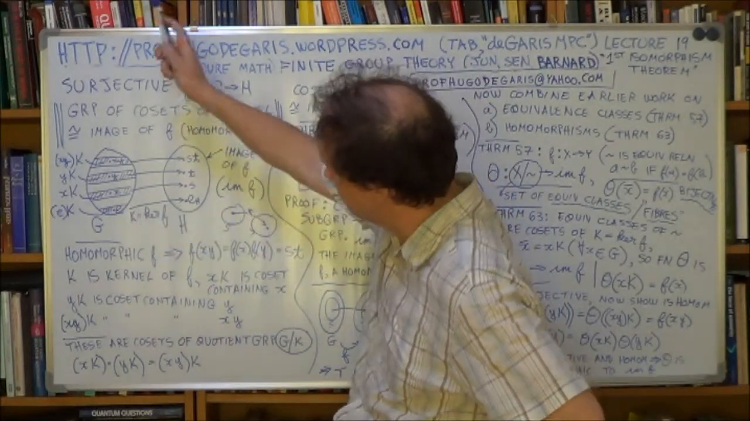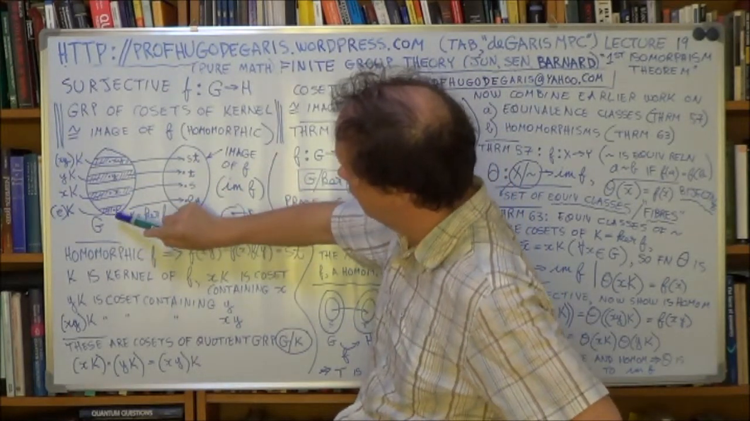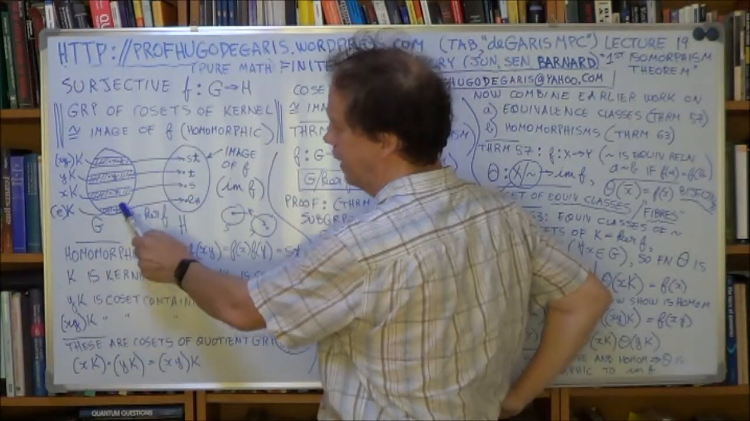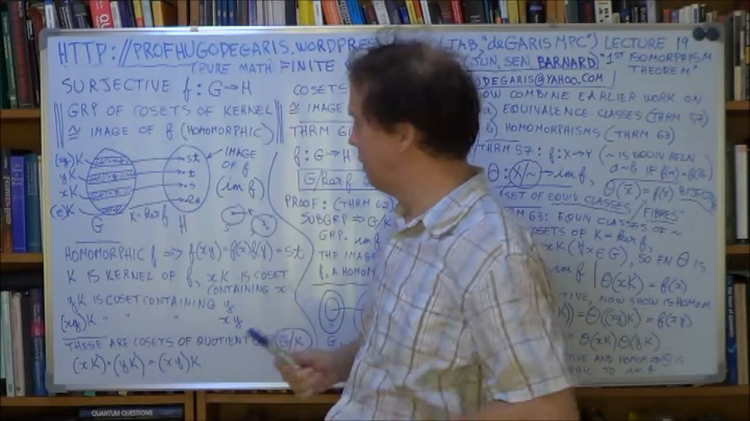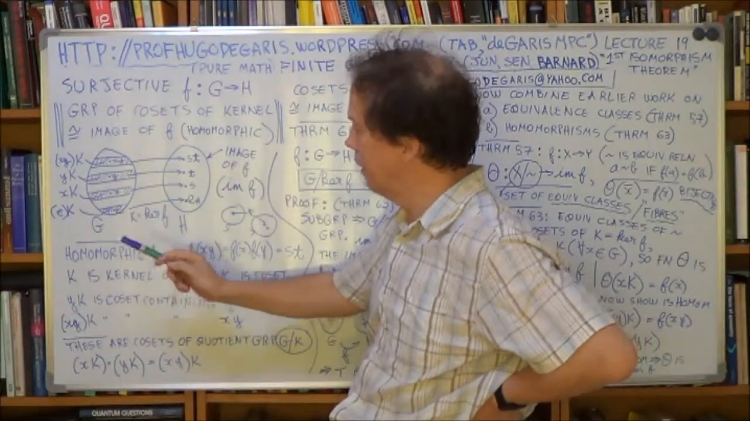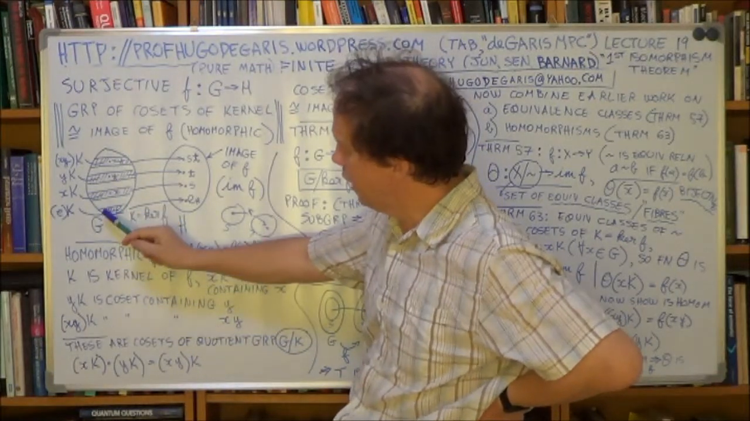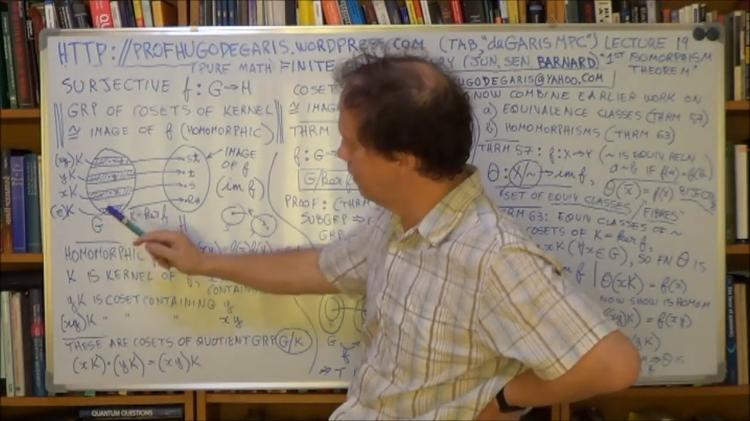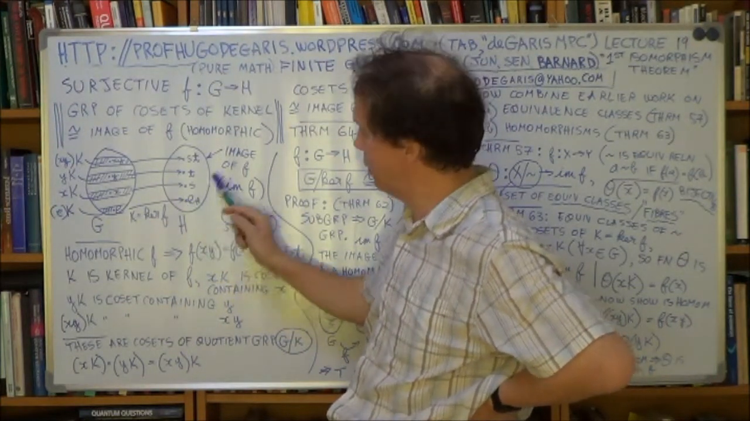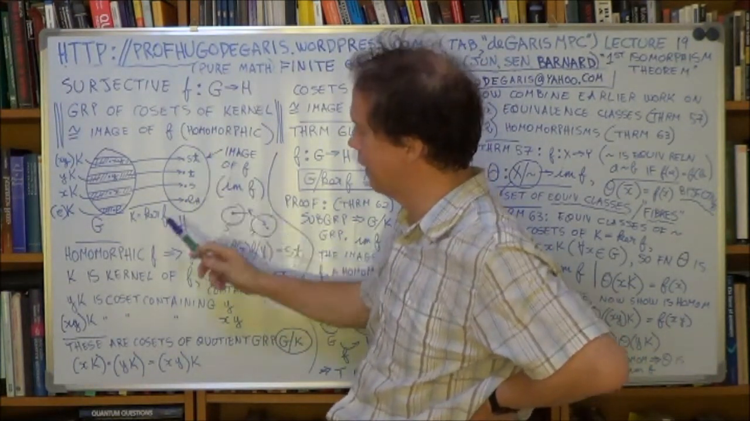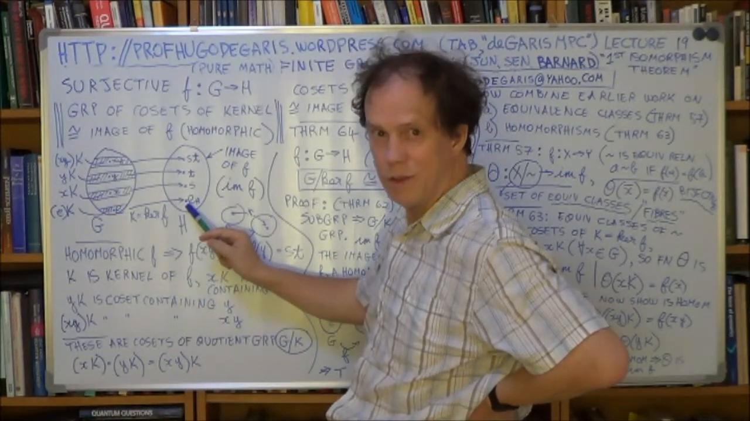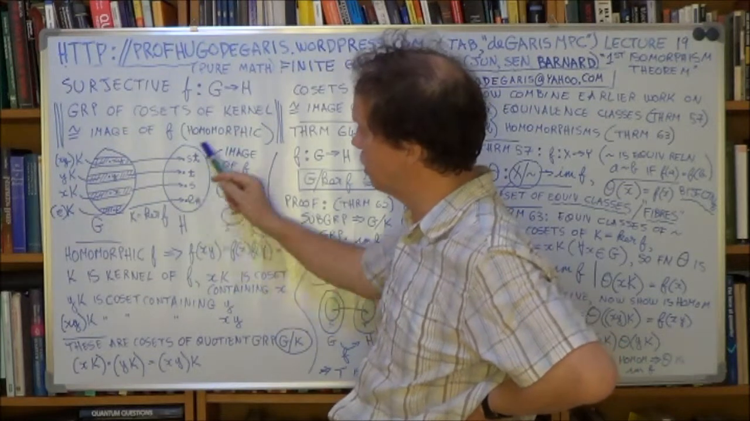Okay, so imagine this coset, if it contains the unit of the group G, then that coset is the kernel. Because remember, every element in this coset maps to the same element in the image of f, in this target set. And what is that image? Well, it's the unit of H.